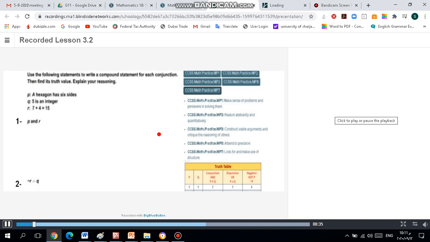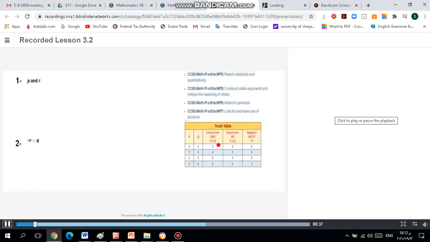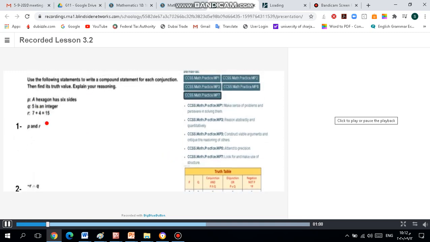Actually, the prerequisite for this question is the truth table, as you see here below. It is mandatory to recognize it. You must figure out this truth table. You should memorize it also to solve a question like this, which is to write a compound statement for each conjunction.